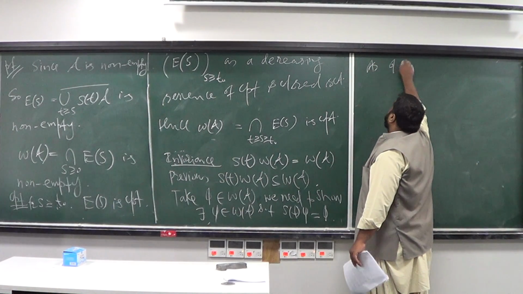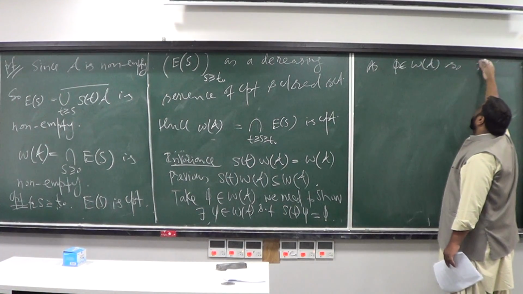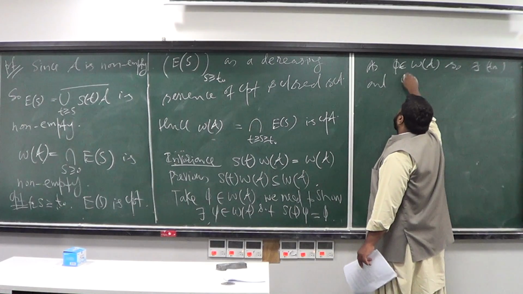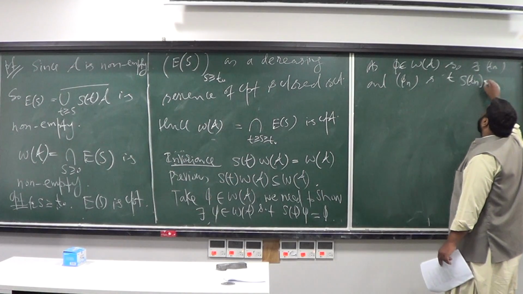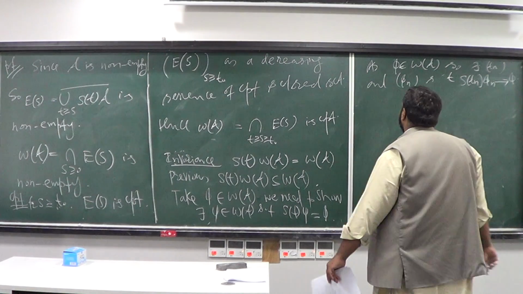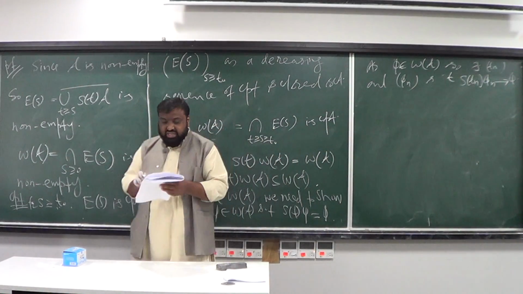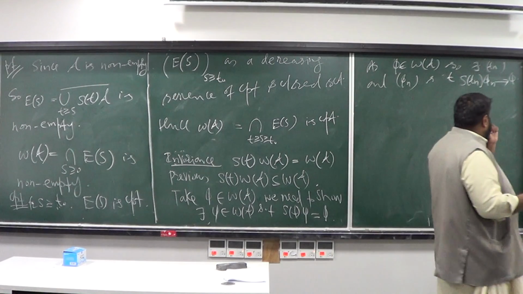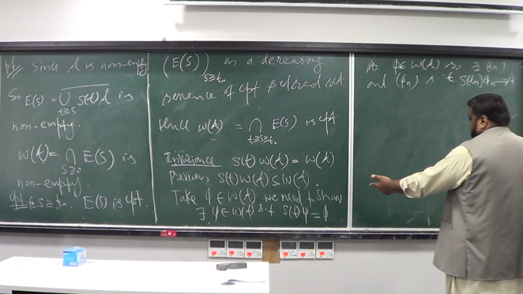So if phi belongs to the omega limit set of A, then by definition there is a sequence t_n and phi_n such that S of t_n operated onto phi_n converges to phi. Okay, and obviously t_n goes to infinity. And from this we would like to construct a psi for which you have this.